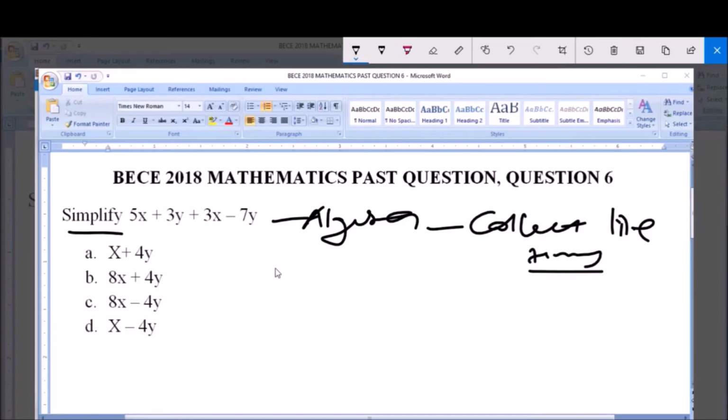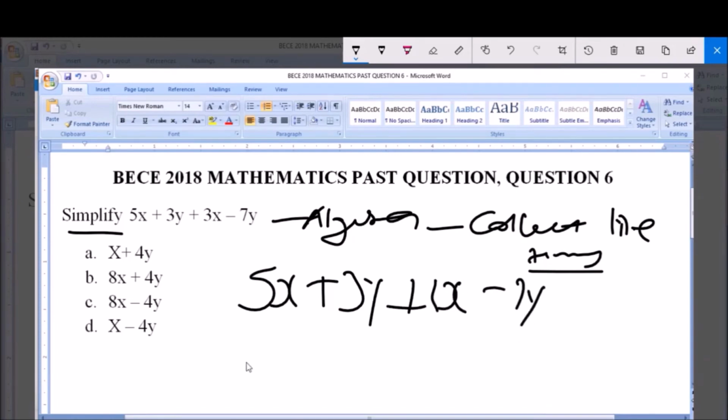Now we have 5x plus 3y plus 3x minus 7y. Now to collect like terms, the x's will come together, and the y's will come together, so we can simplify them. So therefore we're having 5x plus 3x, and then the y's, plus 3y minus 7y. You see what we've done now? We've brought the x together and we've brought the y together.